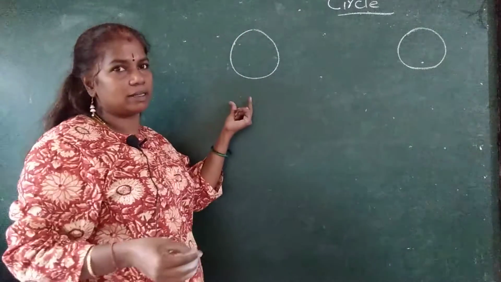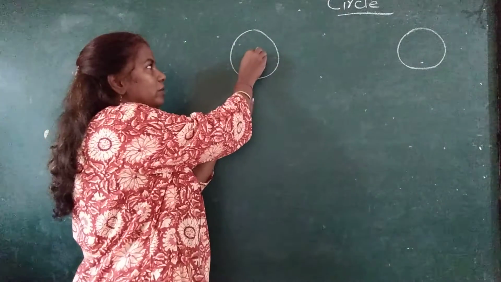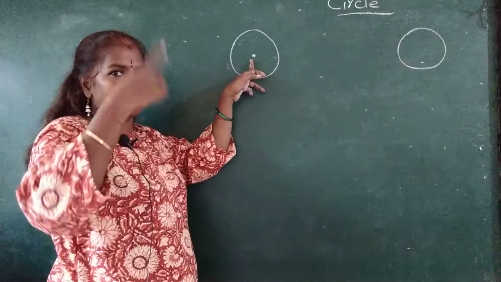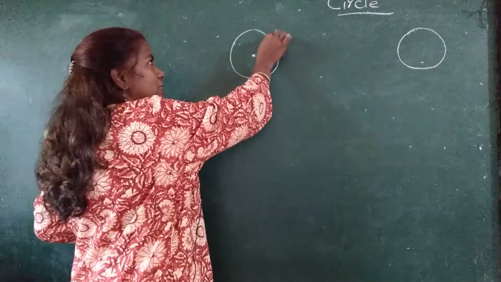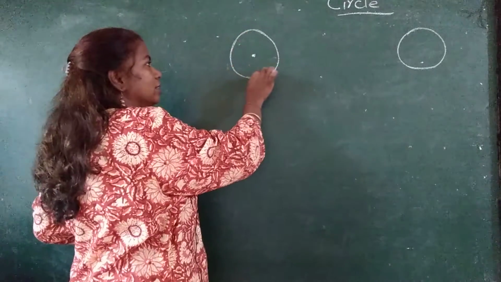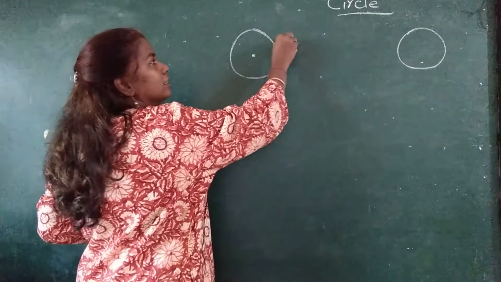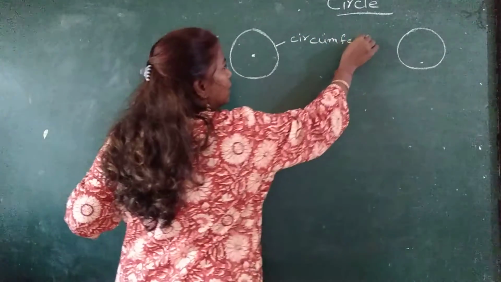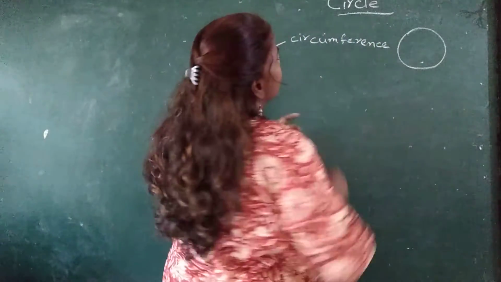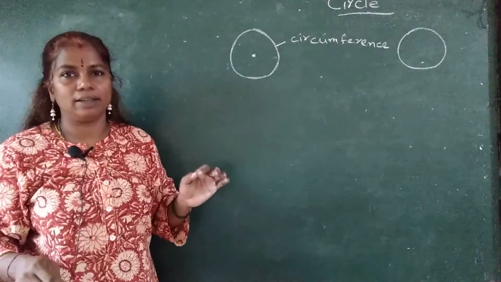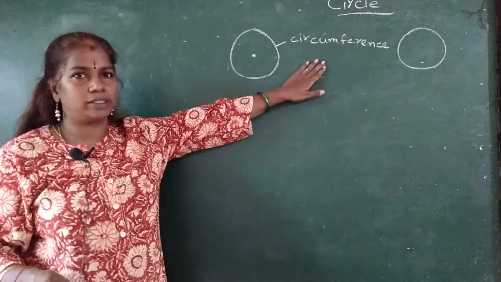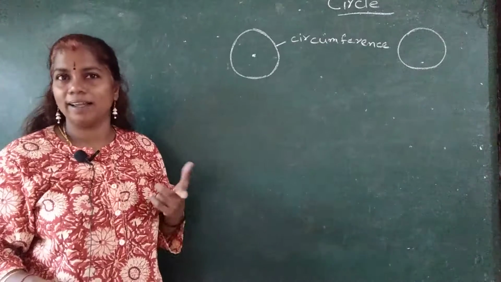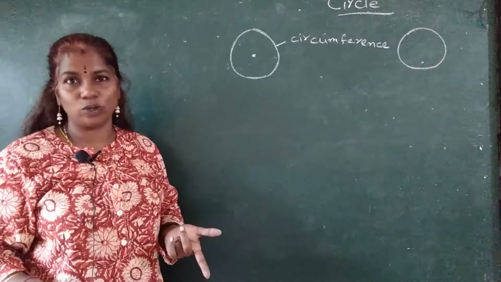Okay. I have made a circle here. I have put a dot in that. Fine. What I have done? I have made a circle. So what is this? The boundary of this figure. What is this called? This is called circumference. C-I-R-C-U-M-F-E-R-E-N-C-E. Circumference. Got it? Understand the spelling, pronounce properly, learn it by heart. You should not make mistakes.